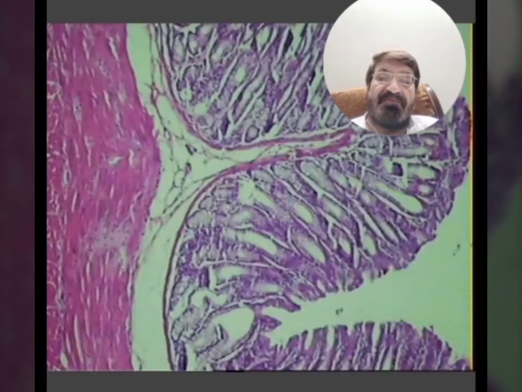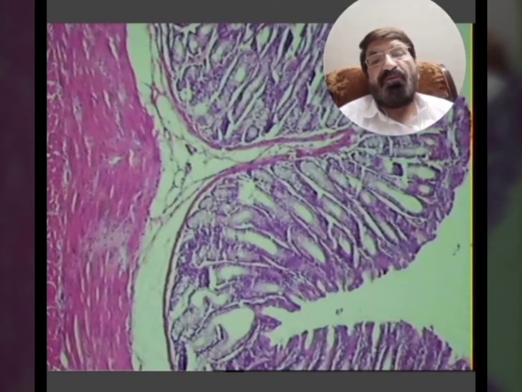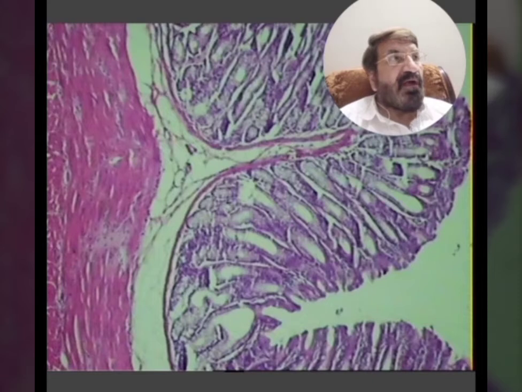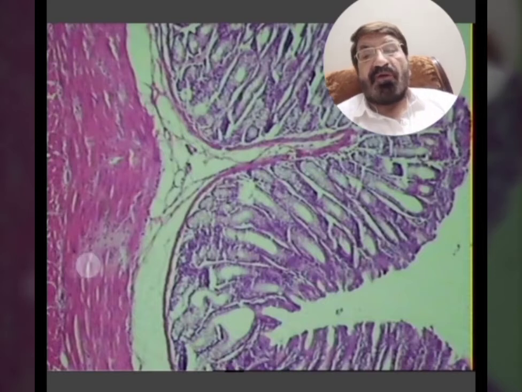This is the rectum. In this slide you can see that the columnar epithelial cells are being replaced by goblet cells. There are a lot of goblet cells, and a lot of mucus is secreted in the rectum. So the rectum has a lot of goblet cells in the lining. And then this is the mucosa, submucosa, muscularis externa.